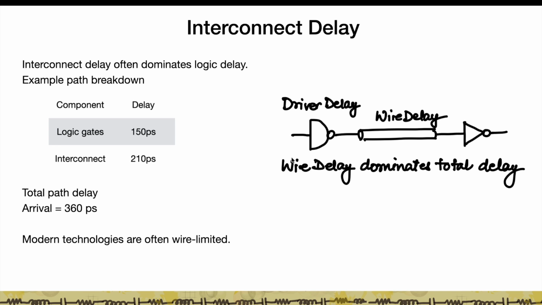In our example path, logic delay contributes 150 picoseconds. Interconnect contributes 210 picoseconds, more than the logic itself. This means that optimizing gates alone is often not enough. You also have to shorten wires, reduce fan out, and place cells closer together. Modern timing closure is as much a physical problem as it is a logical one.